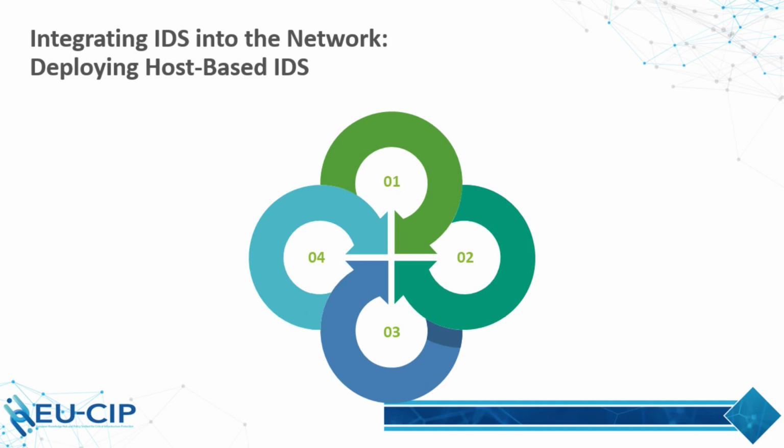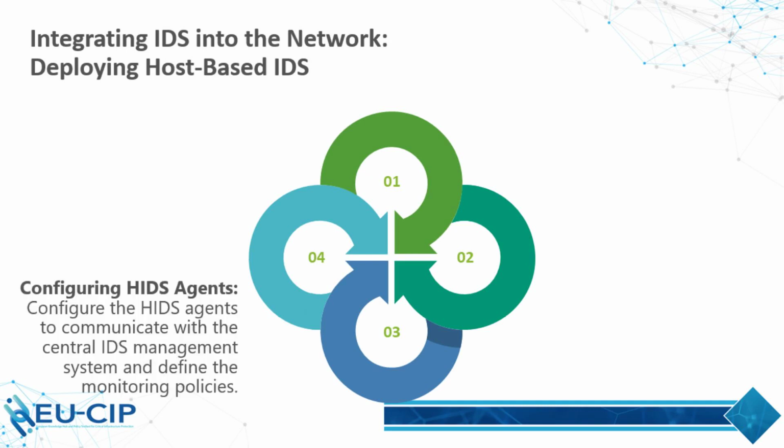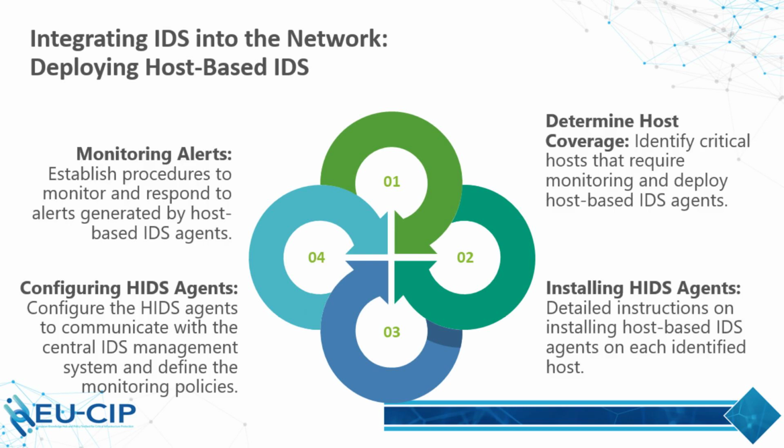Determine host coverage. Identify critical hosts that require monitoring and deploy host-based IDS agents. Installing IDS agents. Detailed instructions on installing host-based IDS agents on each identified host. Configuring IDS agents. Configure the IDS agents to communicate with the central IDS management system and define the monitoring policies. Monitoring alerts. Establish procedures to monitor and respond to alerts generated by host-based IDS agents.